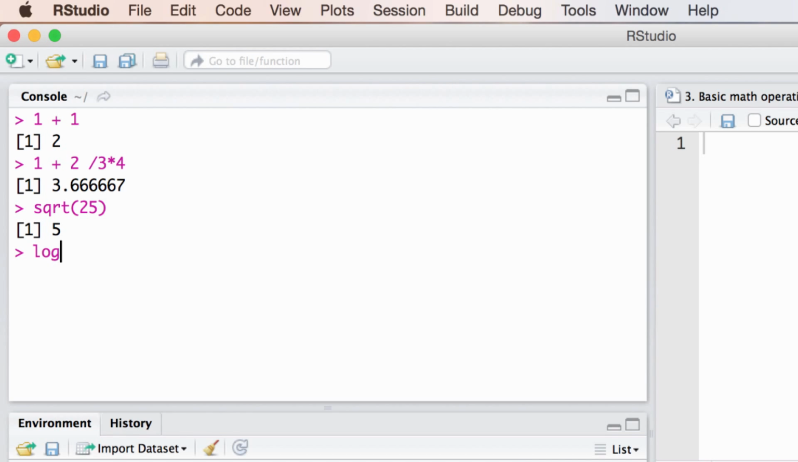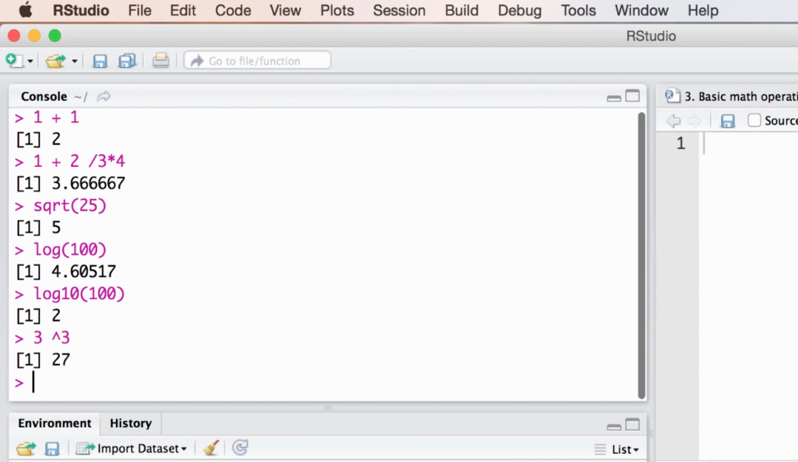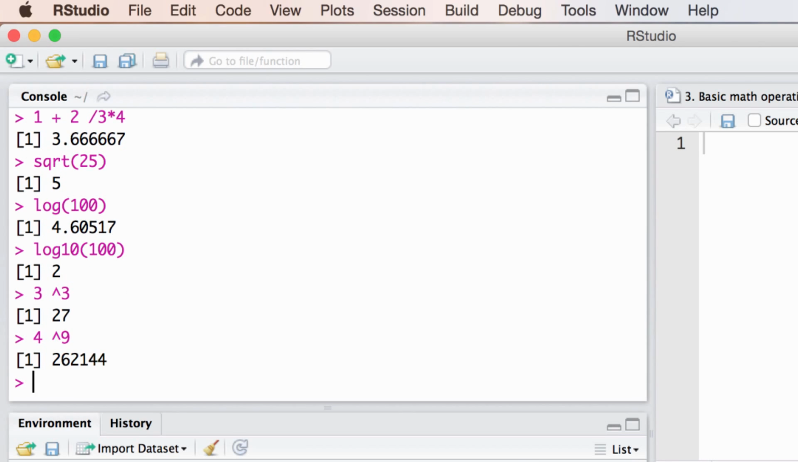And logarithm of 100. Mind that the actual log of 100 should have given 2, but what this throws out is the natural log. So if you want to get the log of 100 to the base 10, you have to explicitly specify that, and that will give you 2. How about finding powers of a number? If I want to find 3 raised to the power 3, I will do something like this: 4 raised to the power 9. That will throw out the result.